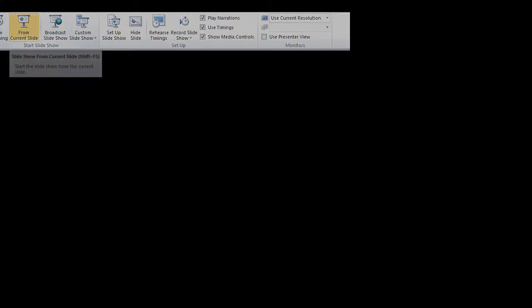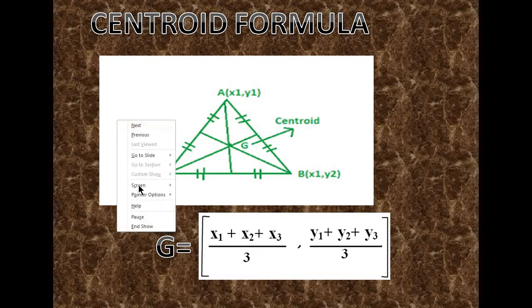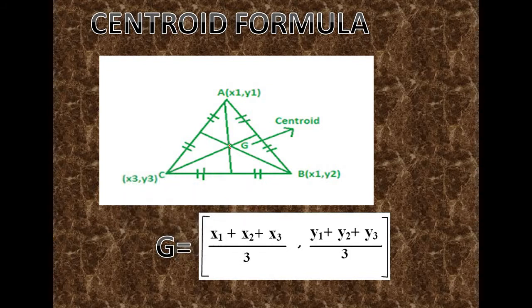So first of all, what is centroid? Centroid, I have also made one video on this. Centroid is the meeting point of three medians of the triangle. So this point is called centroid here. These all are medians. In this triangle ABC, AD is the median. If this is C, then CF is the median. And BE is the median.